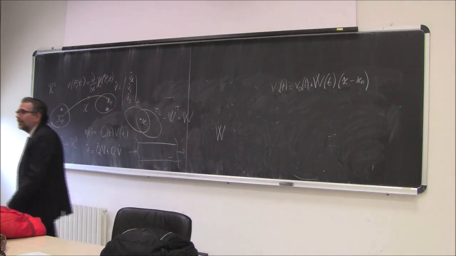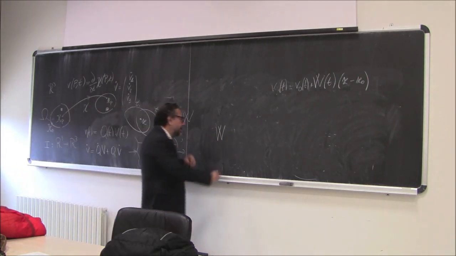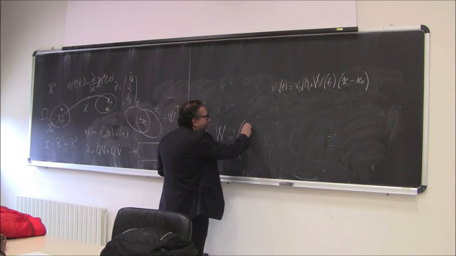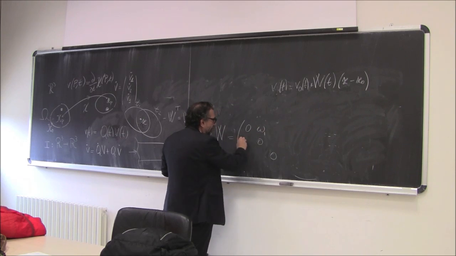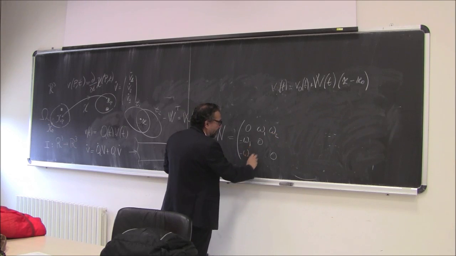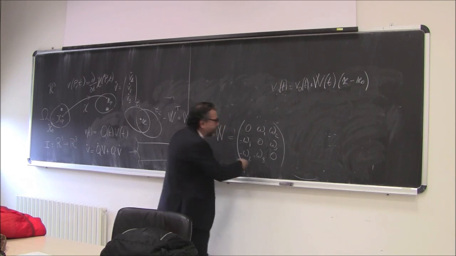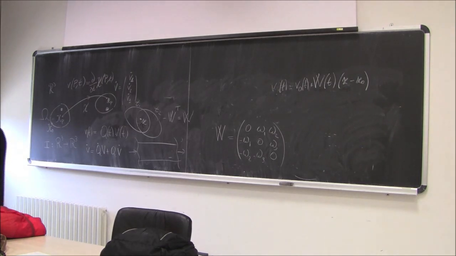I need that you practice a little bit with linear algebra, but you should know. Everybody among you should know this. So I have W, which is a skew-symmetric matrix. This is a possible representation of your number. Okay? This is a skew-symmetric matrix.